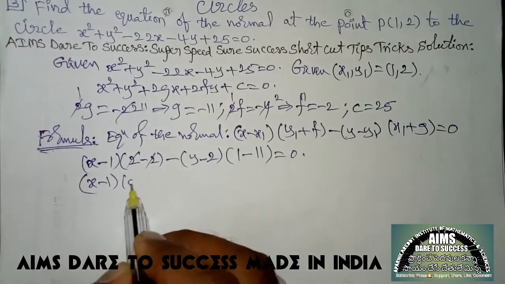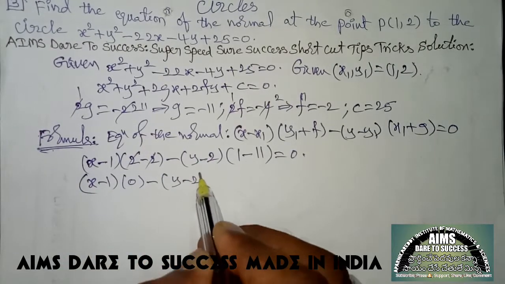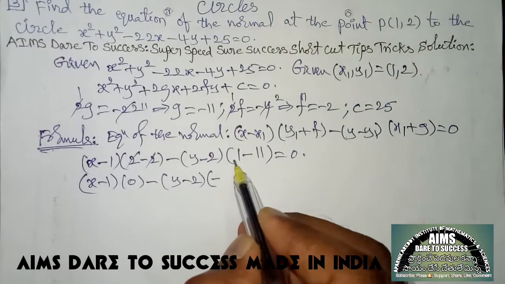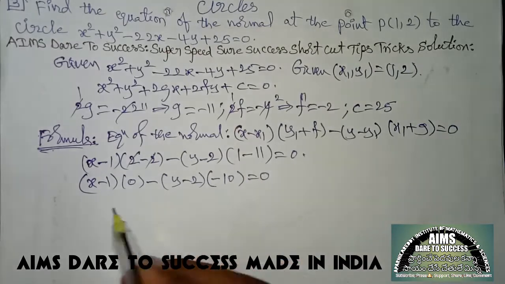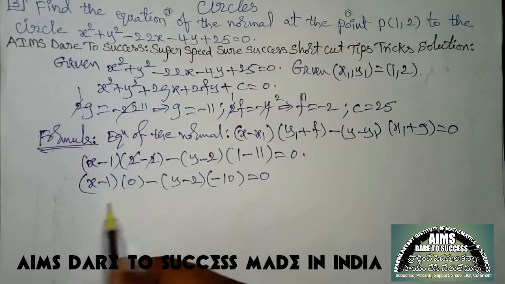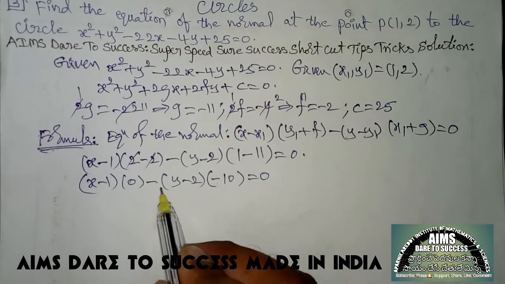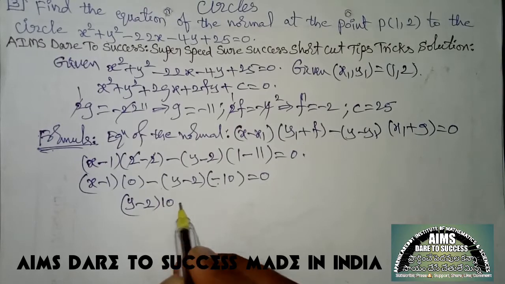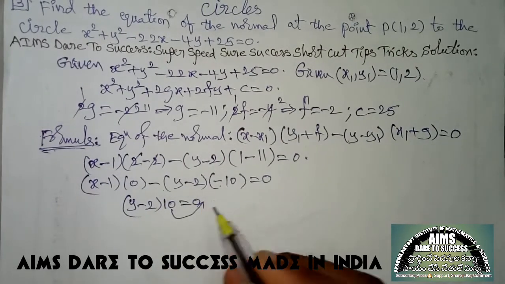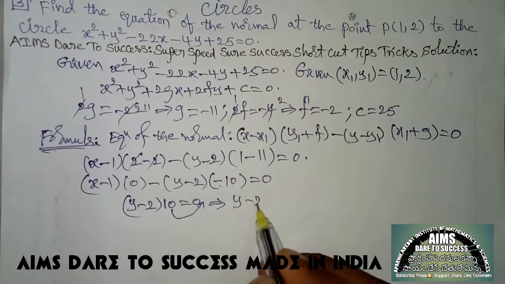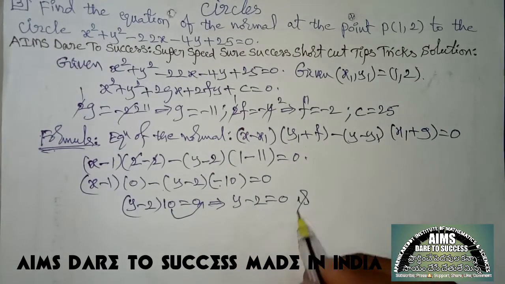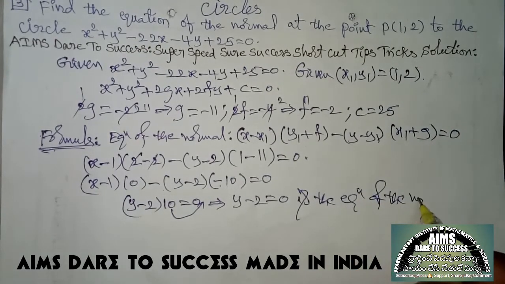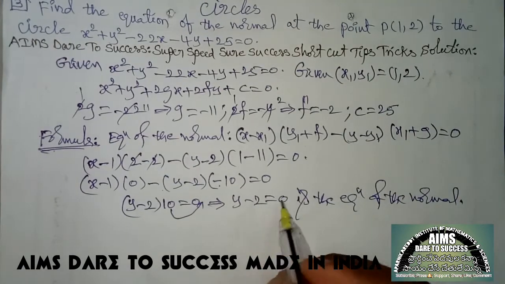(x − 1)(0) − (y − 2)(1 − 11). Small number minus big number is a negative symbol: 11 − 1 is 10, equal to 0. Here 0 into something is 0, so this whole term becomes 0. Minus into minus is plus. Next (y − 2)(10) = 0. 10 is going to the other side. We get y − 2 = 0 as the equation of the normal. We do not have an x term here.